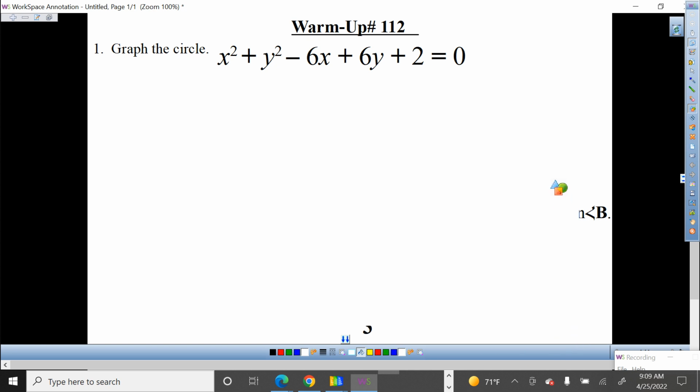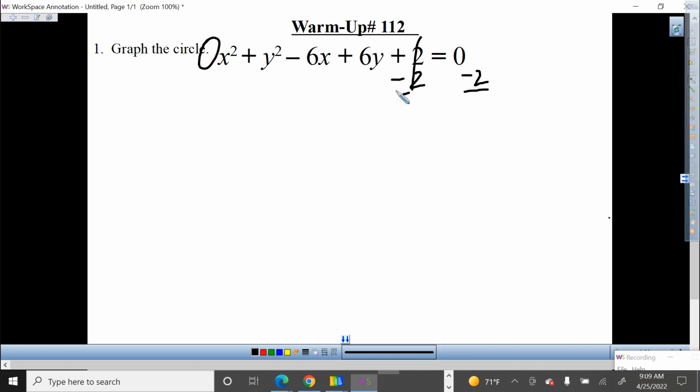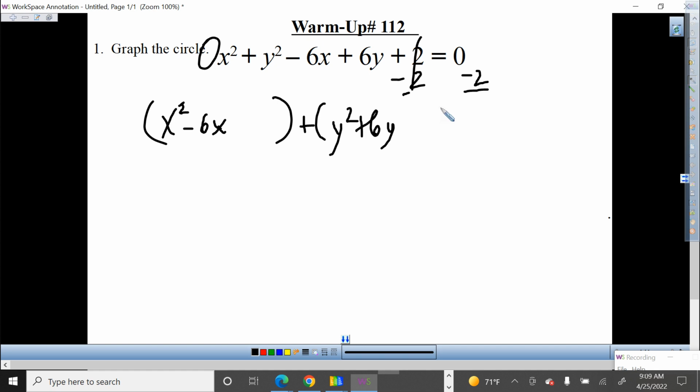So for number one, it says graph the circle. First we need this in standard form, which means we need to divide by the leading coefficient, the invisible one. If I divide, I end up with the same thing. I get rid of the constant, minus 2 on both sides. I end up with x squared minus 6x, and all that in the parentheses leaves a space to complete the square. And then the y's together, y squared plus 6y, empty space, and all that equal to negative 2.